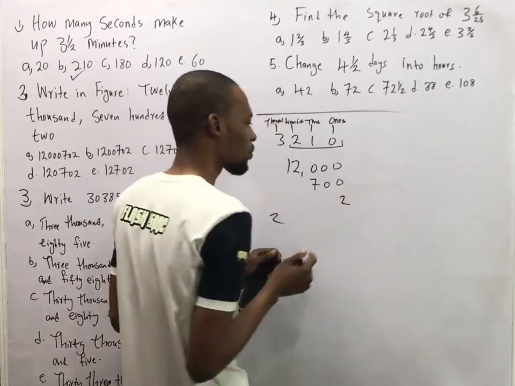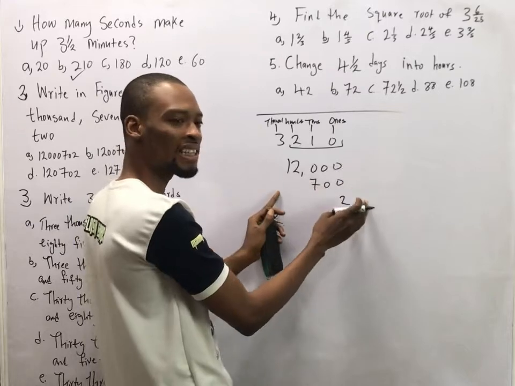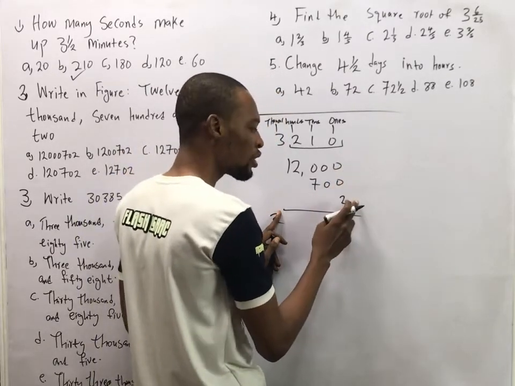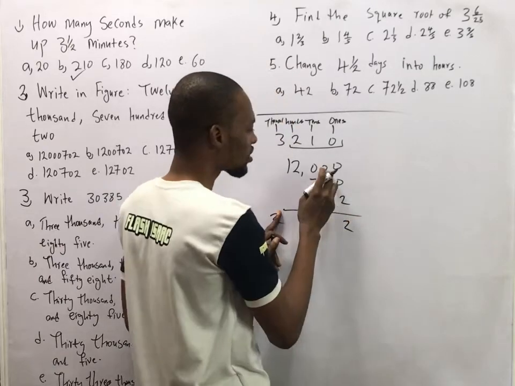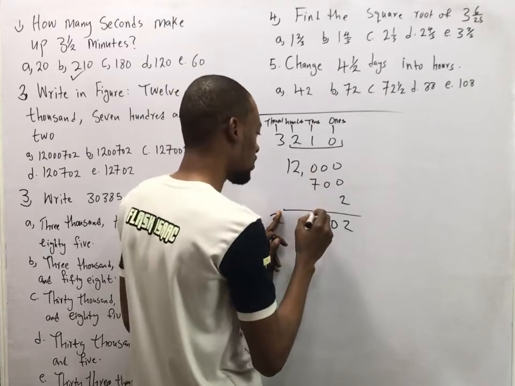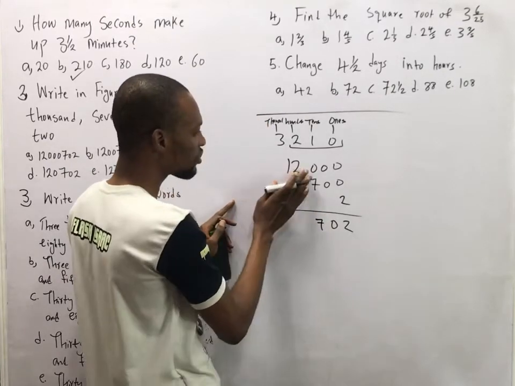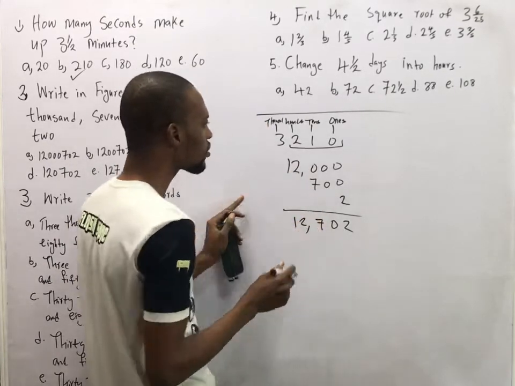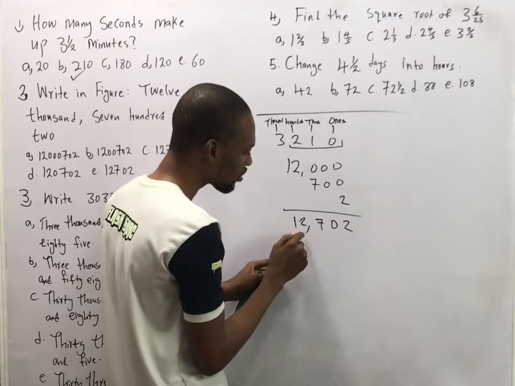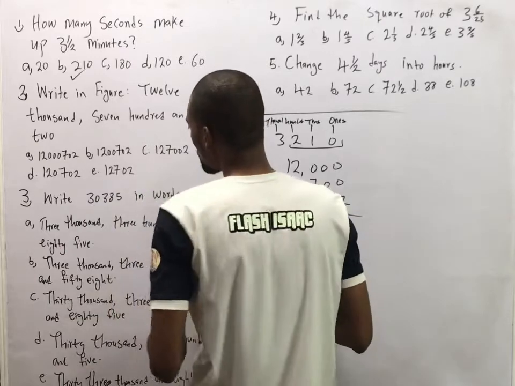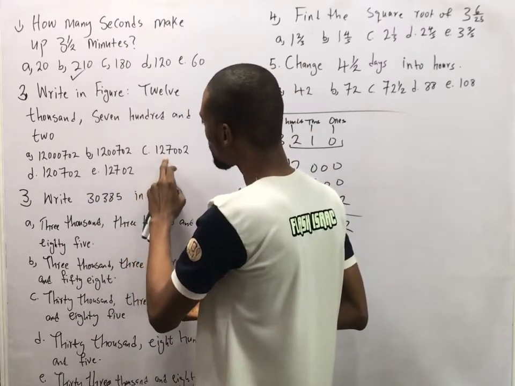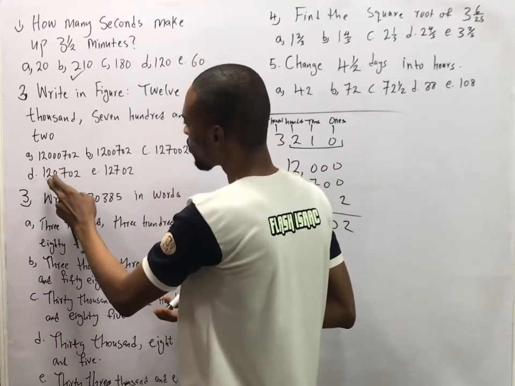So this is 2. So what you do, you add them up. Adding 0 plus 0 is 0, plus 2 is 2. 0 plus 0 is 0. 0 plus 7 is 7. So we are left with 12. So 12,702 is the same thing as 12702, which is 127002.